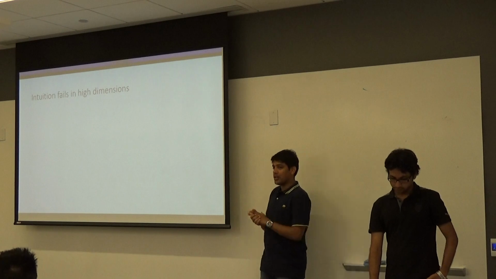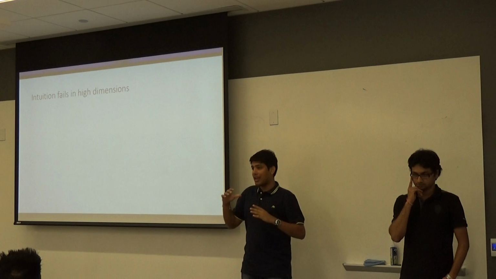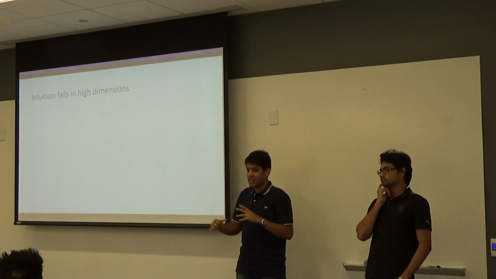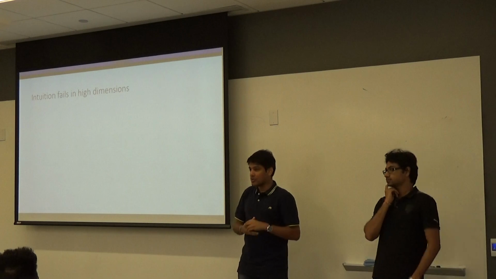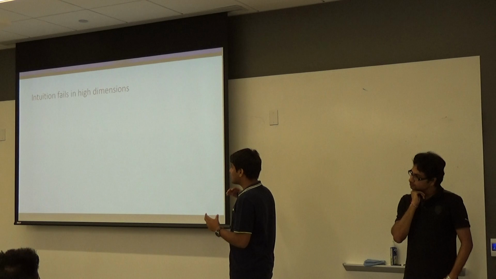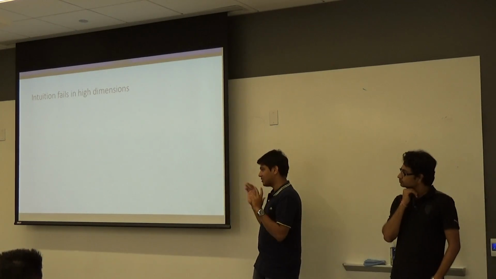The next thing the author talks about is that intuition fails in high dimensions. If you've ever done a course on machine learning, you've heard about dimensionality. When you start doing support vector machines, you talk about a kernel function, putting the data into a higher dimension and all that. What the author tries to tell us is that we humans are constrained to think in 3 dimensions.